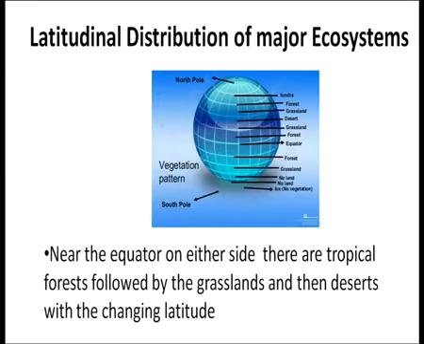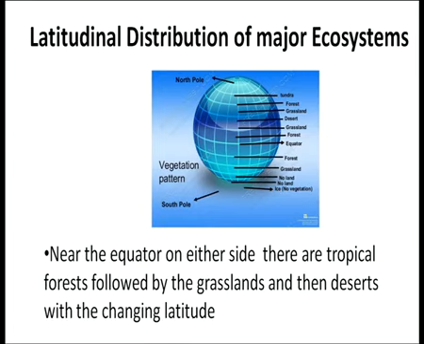Near the equator on either side there are tropical forests followed by the grasslands and then deserts with the changing latitude. As you can see in this figure, as the latitude changes, there is a change from the deserts to the boreal forests at higher latitudes. Near the poles, it is the tundra biome which contains very limited fauna and flora due to the harsh climatic conditions.